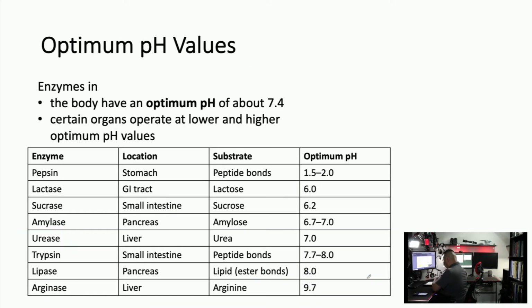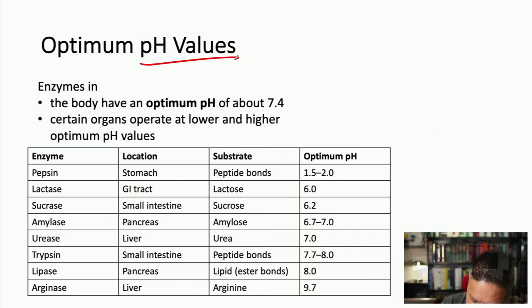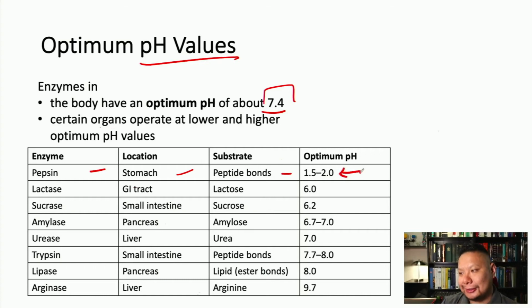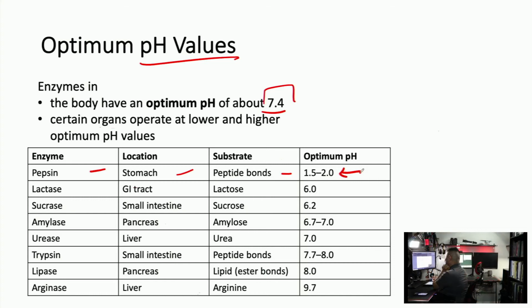So here are some pH values for optimal activity. 7.4 is what I said a second ago, which is the body's optimal pH. We have pepsin in the stomach, right? It breaks down peptide bonds, and its optimal pH is 1.5 to 2.0, which makes sense because the stomach is very acidic. That's why when you throw up after a night of drinking, it burns your throat, because there's acid in your stomach, hydrochloric acid, I believe.